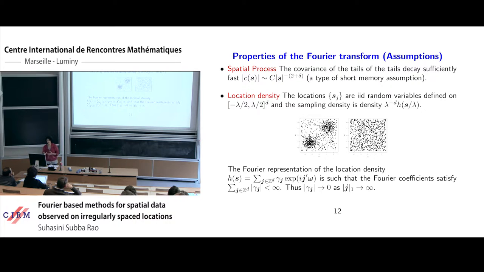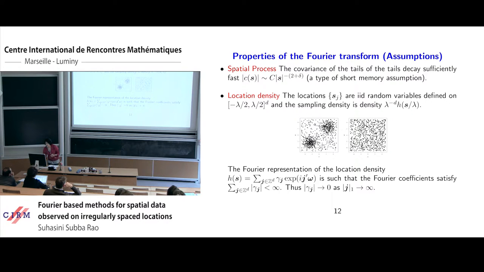So the first thing I do is I'm assuming a short memory type of assumption on my spatial random field. So I have my covariances, I'm assuming stationary, so the covariance at this point here, covariance at this point here, the correlation decays at a rate faster than some Euclidean distance to the minus two plus delta. So it's something a bit stronger than a short memory condition. So that's my condition on the spatial process.